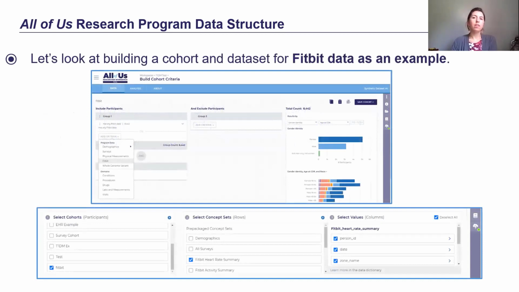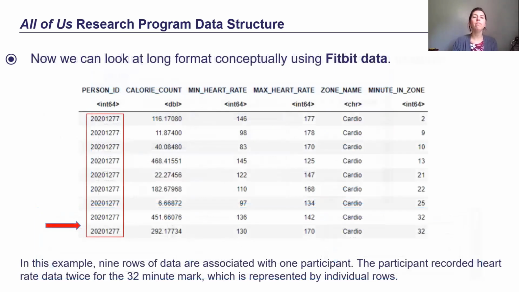Another example we can use to think about this is the Fitbit data. So let's say you want to look at heart rate summary data using our tools. You can see a resulting format where you have 9 rows of data. Again, each row is associated with a single participant. These represent every recorded entry of this heart rate summary for that participant that's available in the CDR.